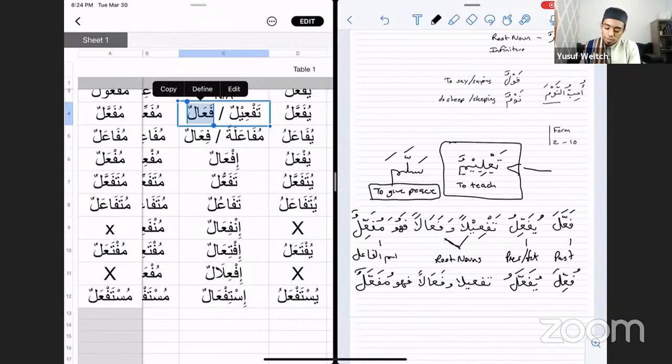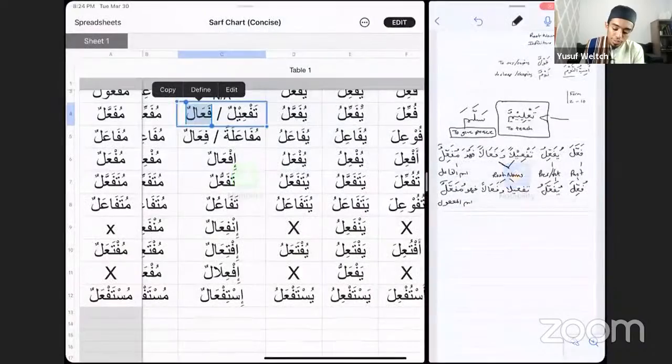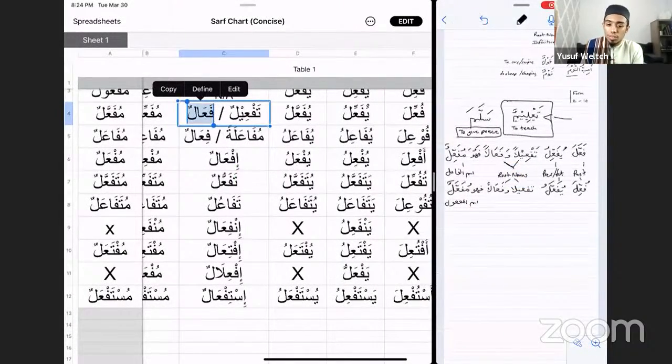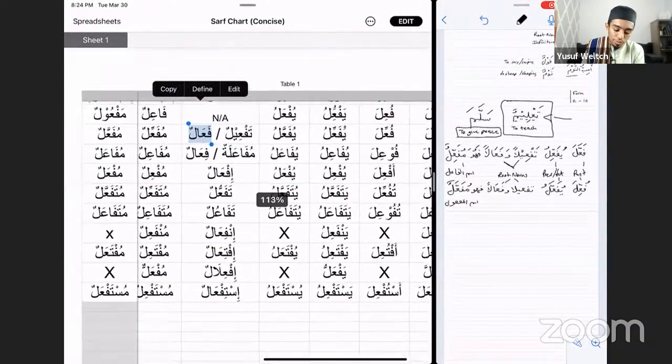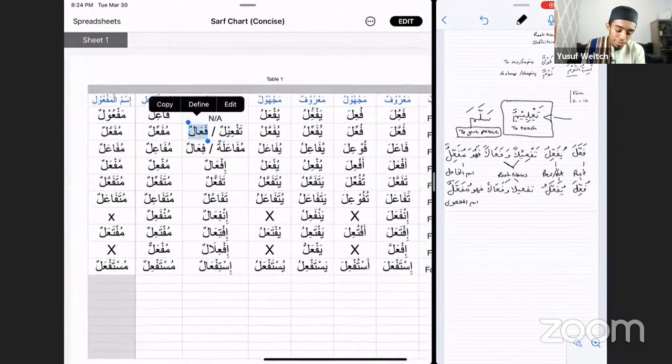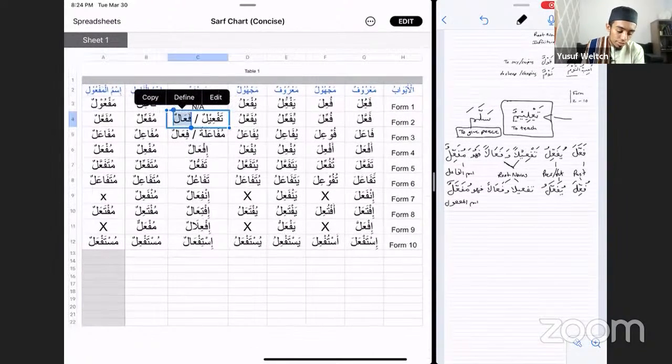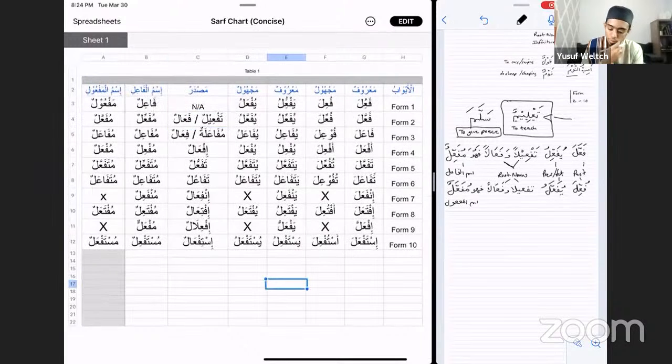Okay. Right, so again, past, present, root nouns. And then this is ismul maf'ul. Everything is the same except that the top is active and the bottom is passive. Does that make sense? Just as a kind of a layout? You don't have to know it by heart yet. Anyone have any issues with what we just wrote down?